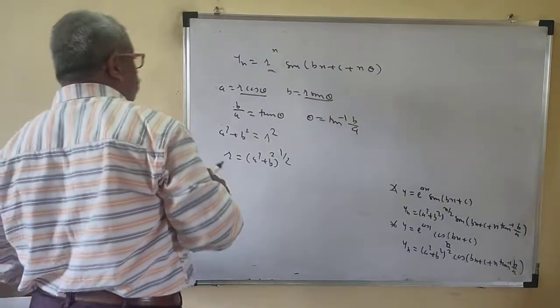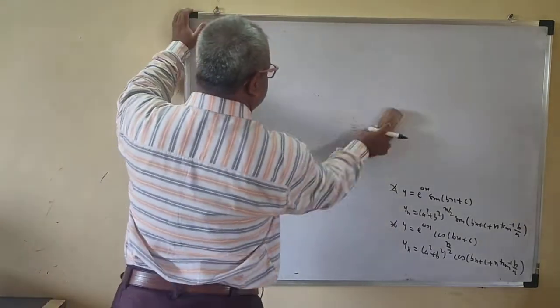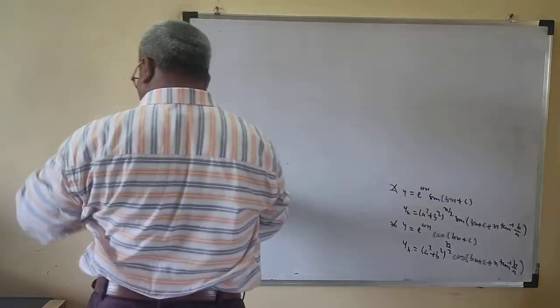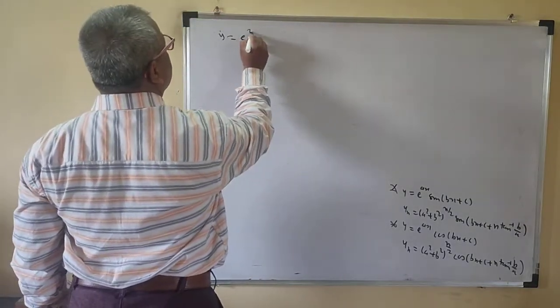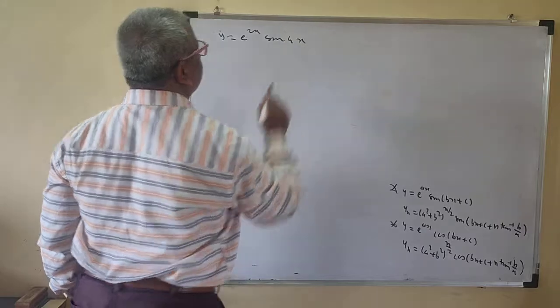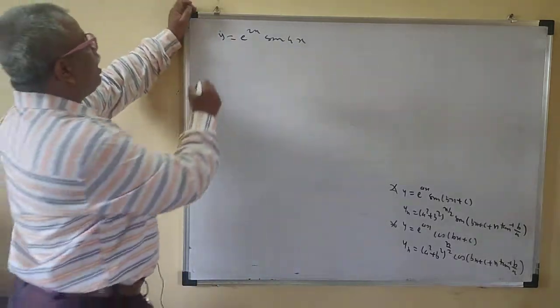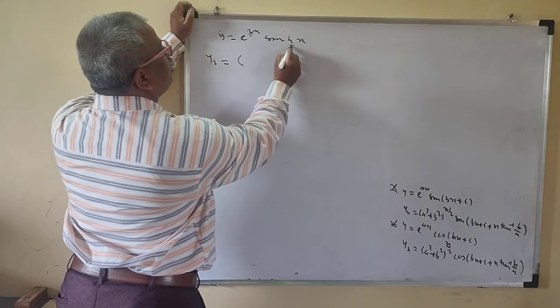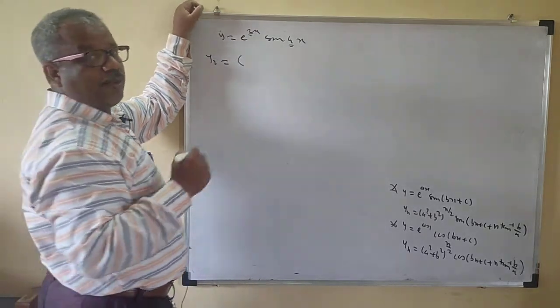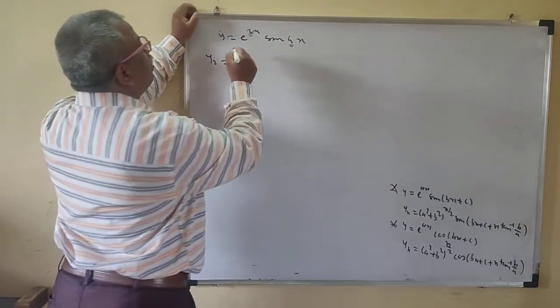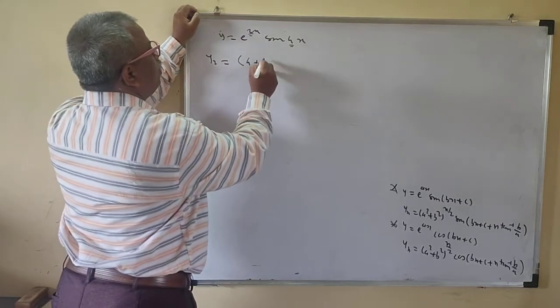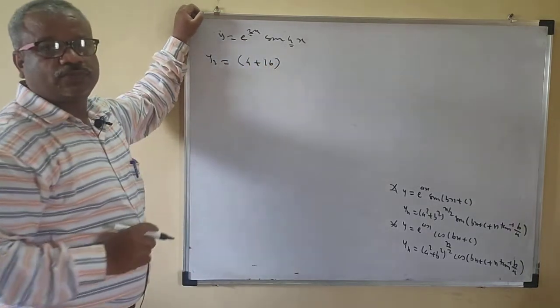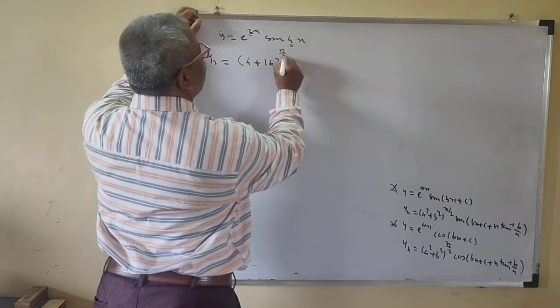Okay. Now suppose you want to find the nth derivative of y equals e raised to twice x sin of 4x. So what is yn then? a square plus b square. This is your a, this is your b. Just take a square plus b square. So a square is 4, plus b square is 16. Raised to n by 2.